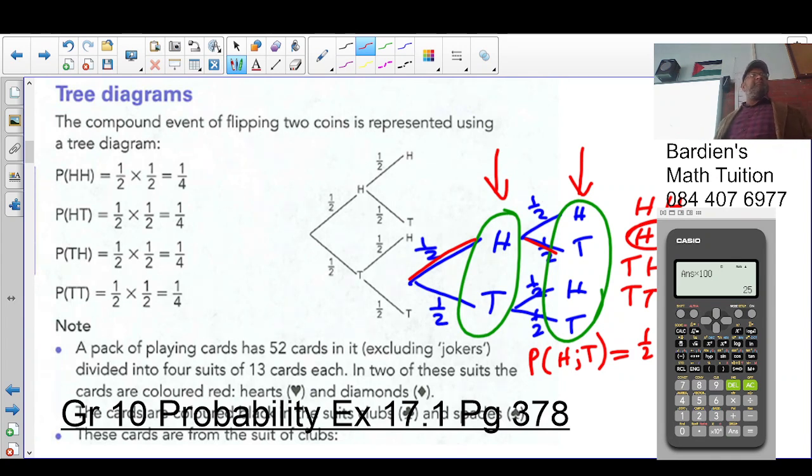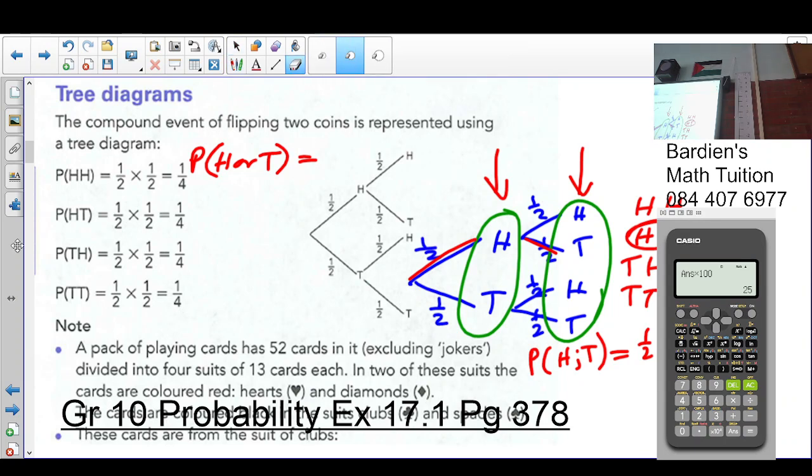Do you guys understand? Otherwise, if the question is, what's the probability of getting a heads and a tails in any order? Heads then tails, or tails then heads, it will be half. Why? Because it will be a quarter plus a quarter. Does that make sense? Which is half. 2 heads, a quarter, and so on. Okay. So this is what they are saying here.